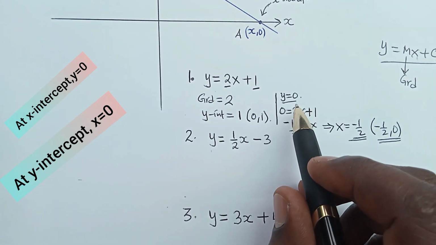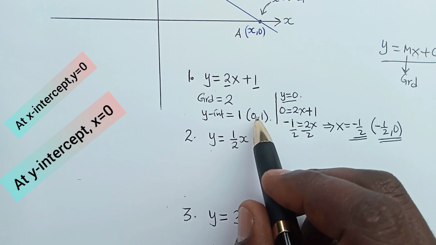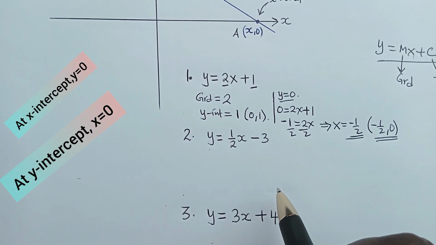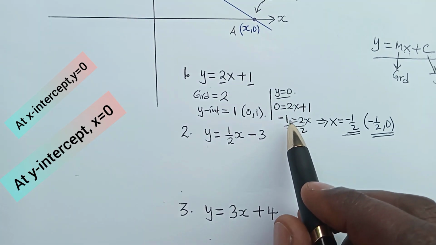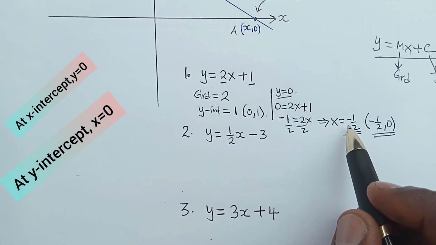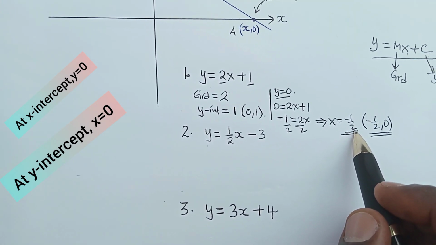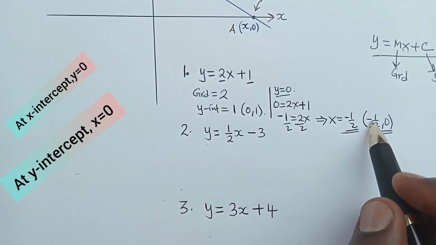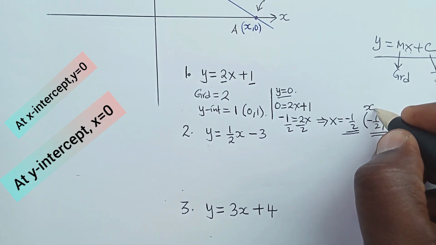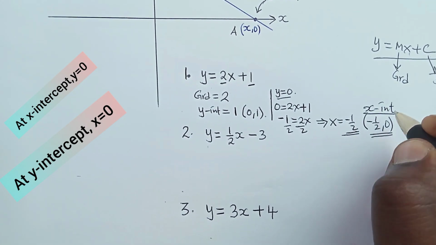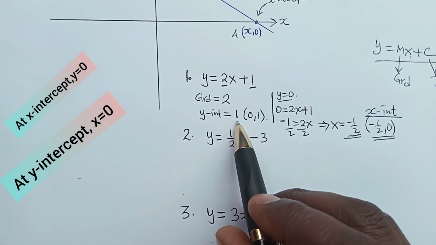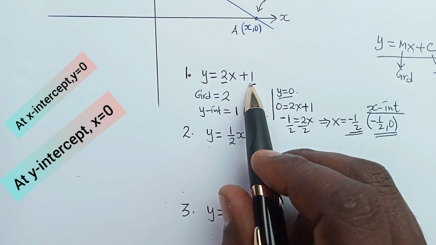So the y-intercept is seen directly as 1. So the coordinate is 0, 1. X-intercept, we set y to be 0, and we follow these steps and find x is negative a half, and therefore the coordinate of that particular point is negative a half, 0. So this is the coordinate for the x-intercept. Y-intercept, we found it directly from the equation.